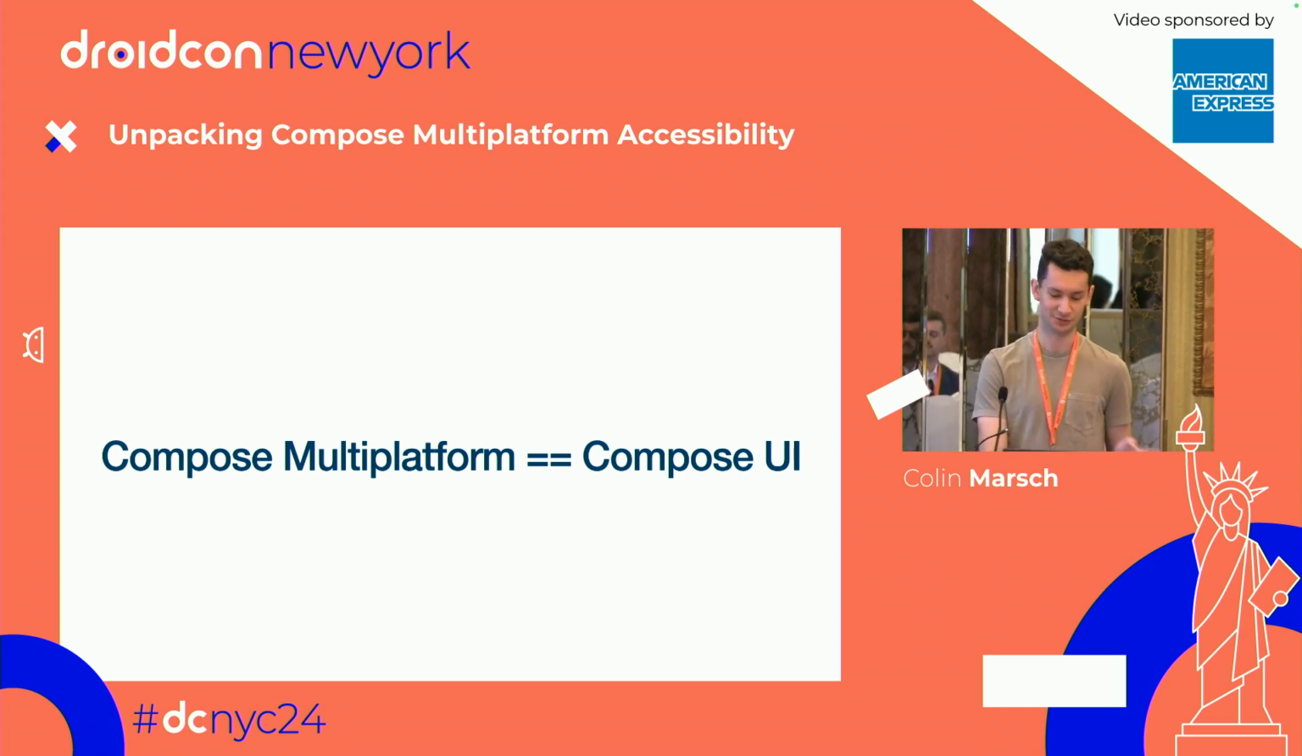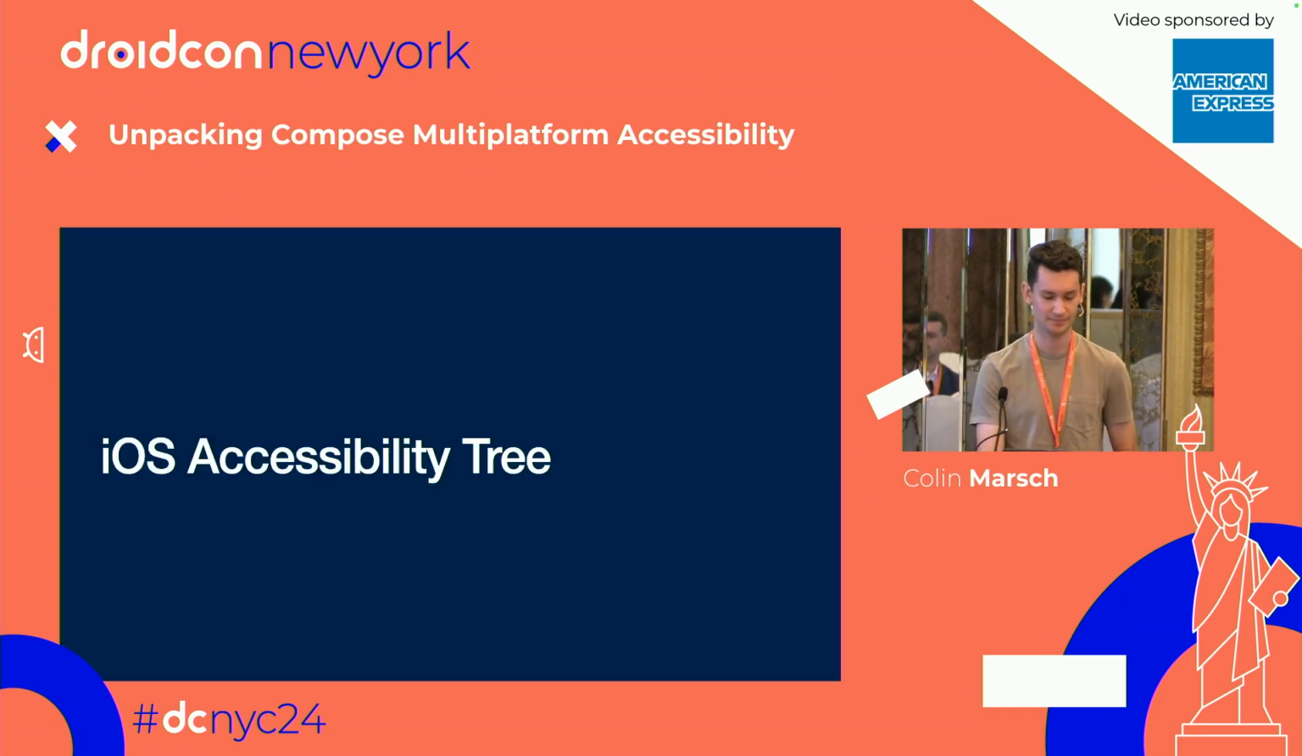And as I mentioned, Compose Multiplatform is just Compose UI on Android. So this is how it would work on native Compose UI on Android, and the same case will apply for Compose Multiplatform on the Android side. On the iOS side, the tree structure and how screen readers interact with it is all basically analogous. So just take a look at some of the data types and how this updating works.